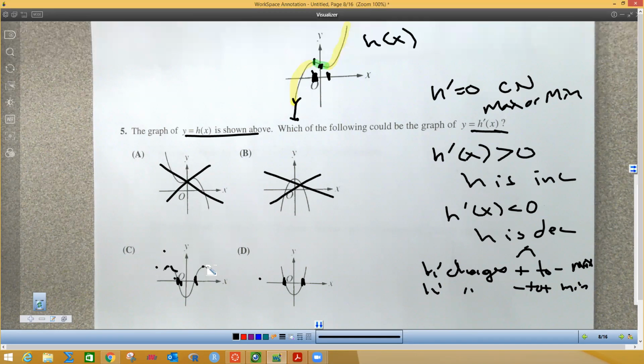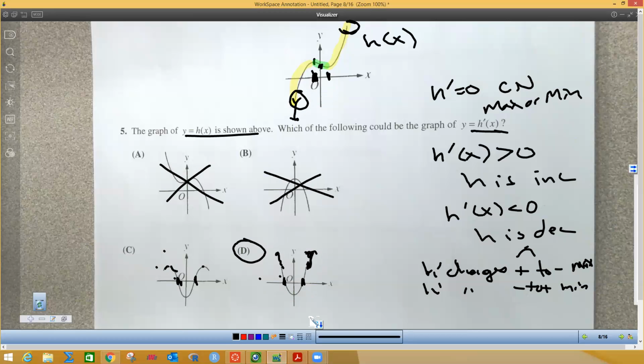So let's see here. It looks like to me, we're going to go with D, I believe. And it's mainly because the decreasing and the increasing get greater and greater, and this will be getting those greater and greater by still going up.